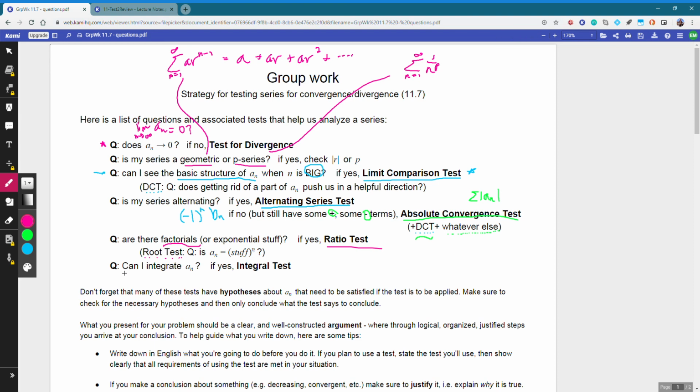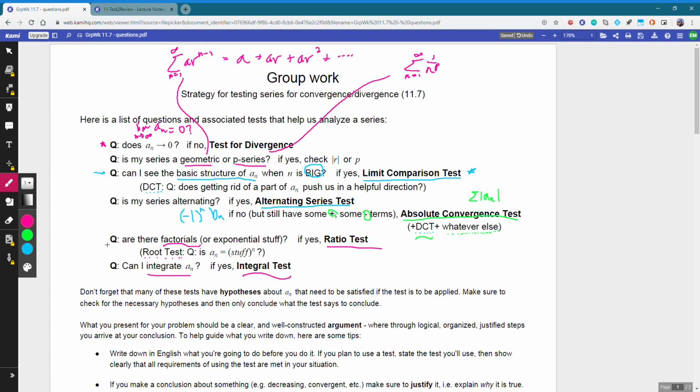And I have last on the list our integral test question, just because it normally takes a substantial amount of work to check all the hypotheses and then compute the improper integral. But there, the question is, can I integrate a_n, right? Or in other words, if this was an integral instead of a series, could I do it? And if so, well, then the integral test might be a good way to go. All right, so those are our basic questions.